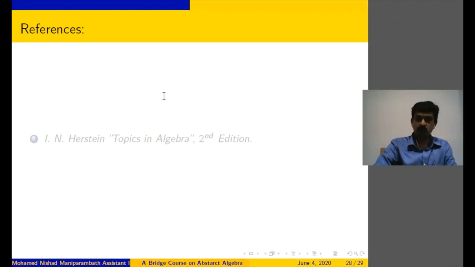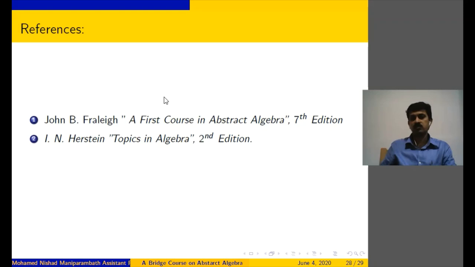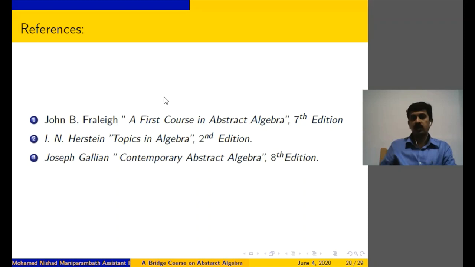For reference in your further studies, I propose some books: John B. Fraleigh, A First Course in Abstract Algebra, 7th edition; I. N. Herstein's Topics in Algebra, 2nd edition; and Joseph A. Gallian's Contemporary Abstract Algebra, 8th edition. You can choose any edition, no problem. These three books are very nice, and students can go through them to understand group theory and abstract algebra at a deeper level. Then you can move to ring theory as well as field theory. Abstract algebra is a very nice and interesting subject which has many applications in molecular biology and other branches. In the current scenario, it has much relevance in interdisciplinary research also.